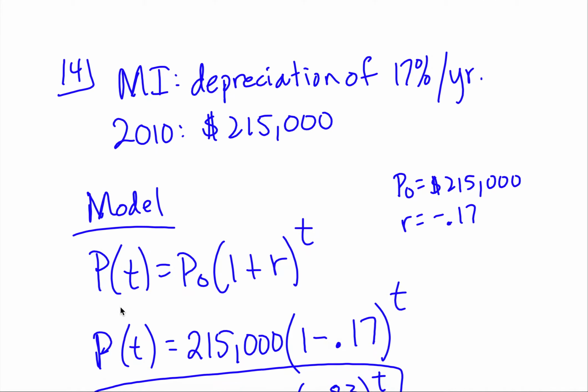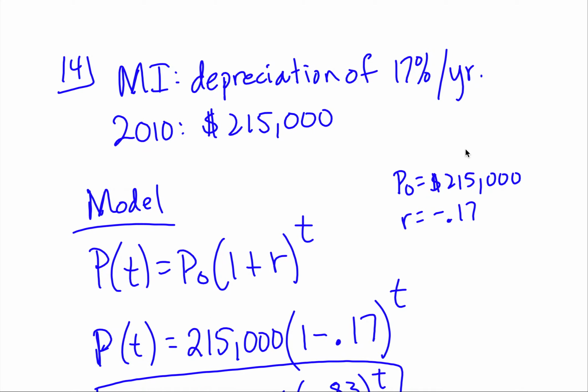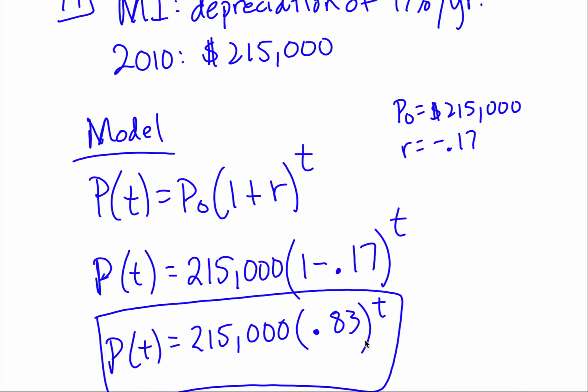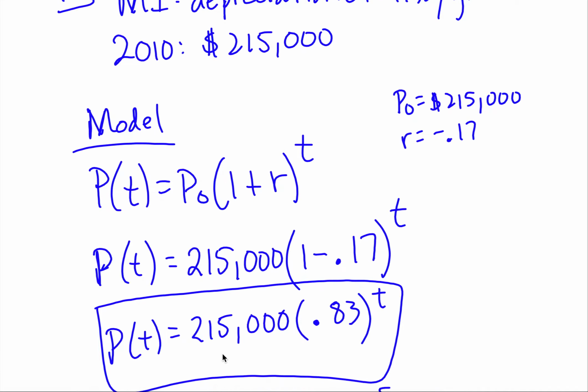Here is my model, and then I can put in the information I know. So I know, again, that 215,000 is my P0, and my R is negative because it's depreciating instead of growing. And that means that the real value that I'm multiplying by each time is equal to 0.83. So I would find out what 1 minus 0.17 is. It is 0.83 in this case. And that's what I'm multiplying by each time because I'm getting smaller and smaller. And that's my growth model for this problem.